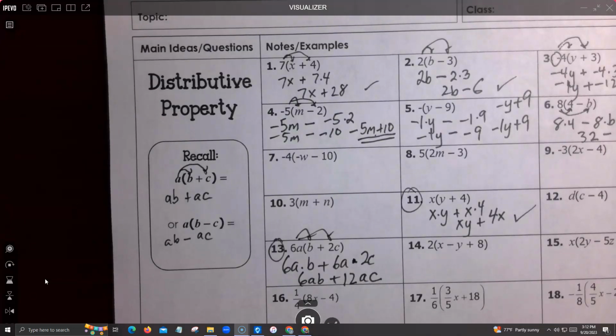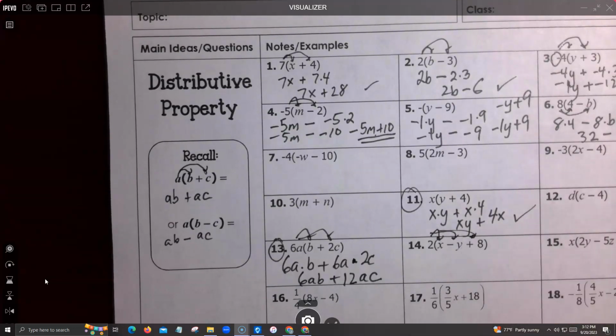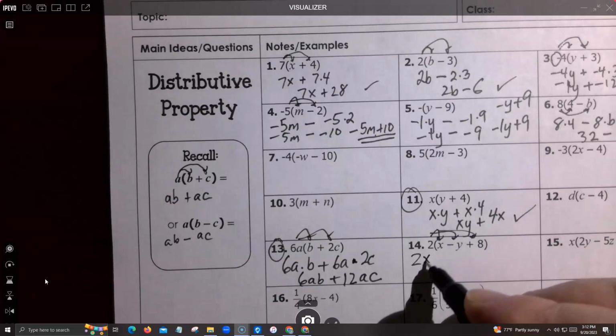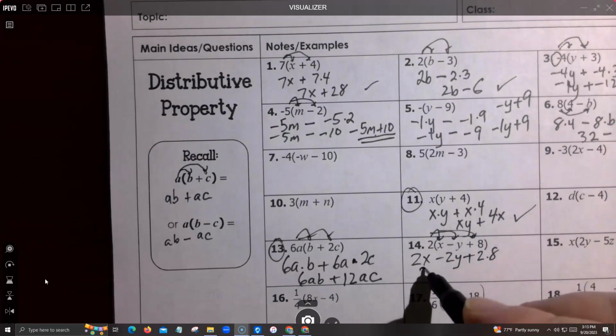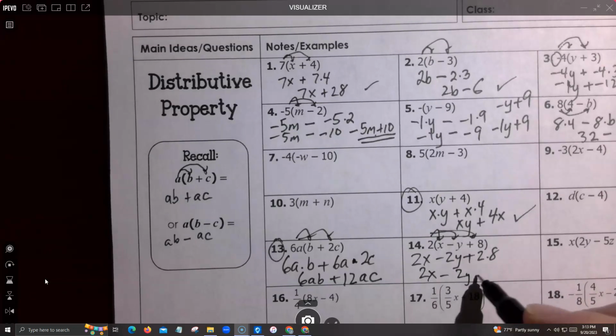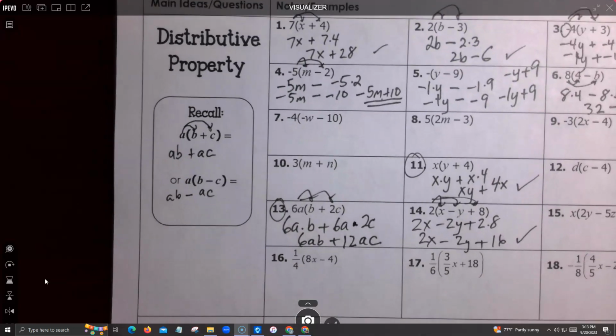Alright, number 14 just says, hey, I'm multiplying everything by 2. Again, I have 3 of those this time, so it's 2x minus 2y plus 2 times 8. So 2x minus 2y plus 16. I'm done with that one. Okay, so I think you get the idea.